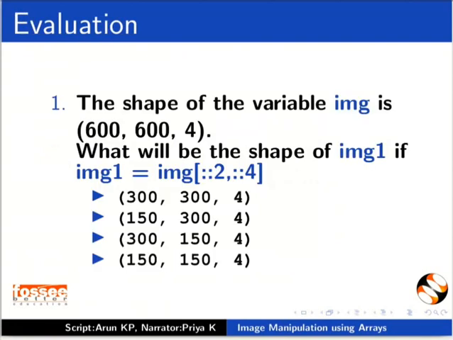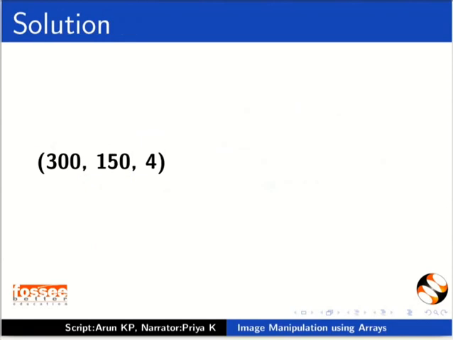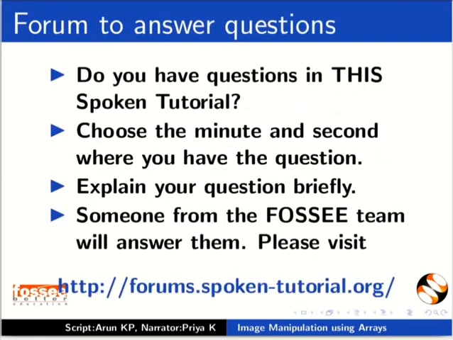Here is a self-assessment question for you to solve. The shape of the variable img is 600:600:4. What will be the shape of img1 if img1 is equal to img inside brackets ::2, :4? And the answer is 300:150:4.